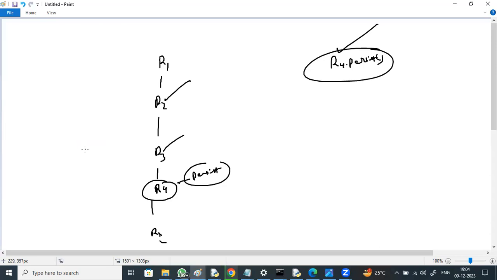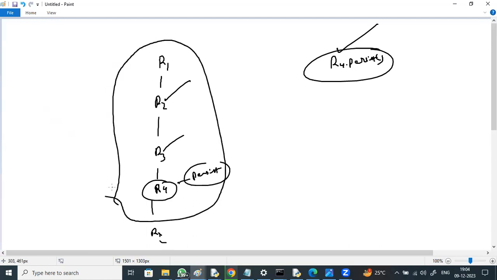Understood? When will an RDD be persisted? When it is loaded into the RAM for the first time. When execution has finished and I want to unpersist R4, I say R4.unpersist. Immediately this R4 will be unpersisted; only R4 was available in the RAM, and immediately it is removed from the RAM. So unpersist happens immediately, but persist won't happen immediately.